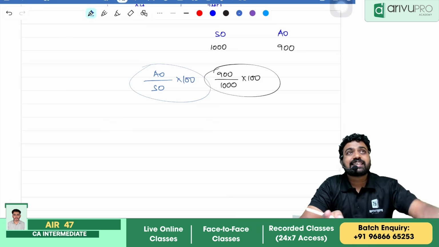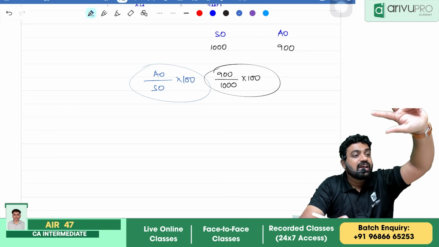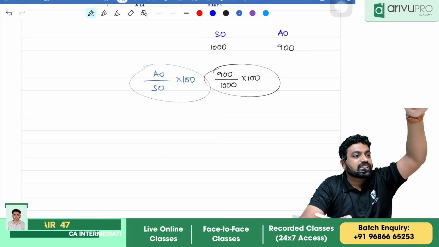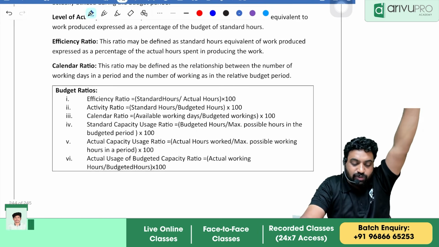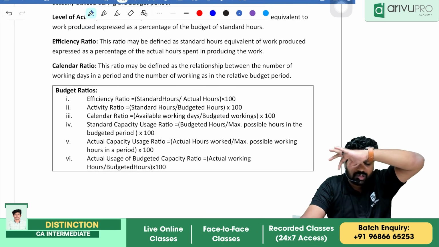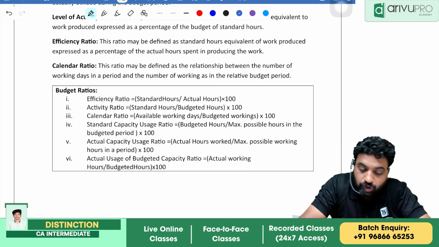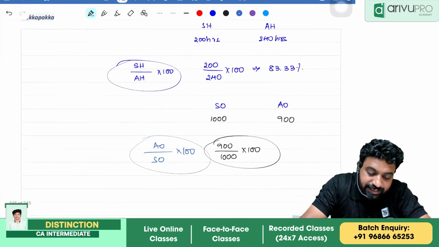So, on an hours basis it is standard by actual. On an output basis it is actual by standard. Any doubt in this? No? That is your efficiency ratio.